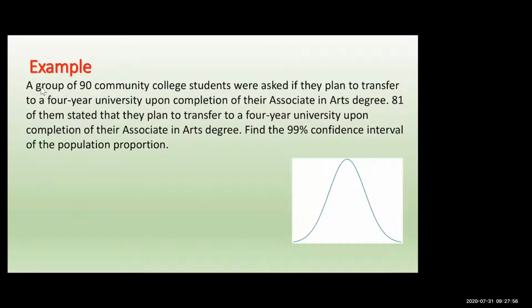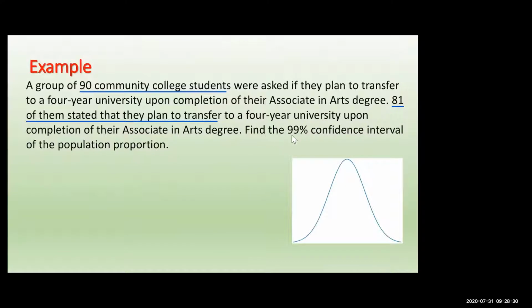Example: a group of 90 community college students, that is your sample size, were asked if they plan to transfer to a 4-year university upon the completion of their associates in arts. So when you ask 90 students, the response was this: 81 of them stated that they plan to transfer. So 81 will be transferring to a 4-year university upon completion of their associates in arts.